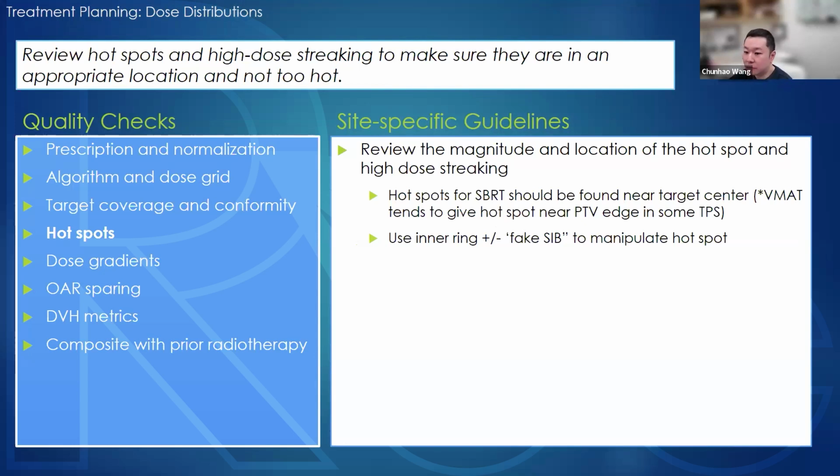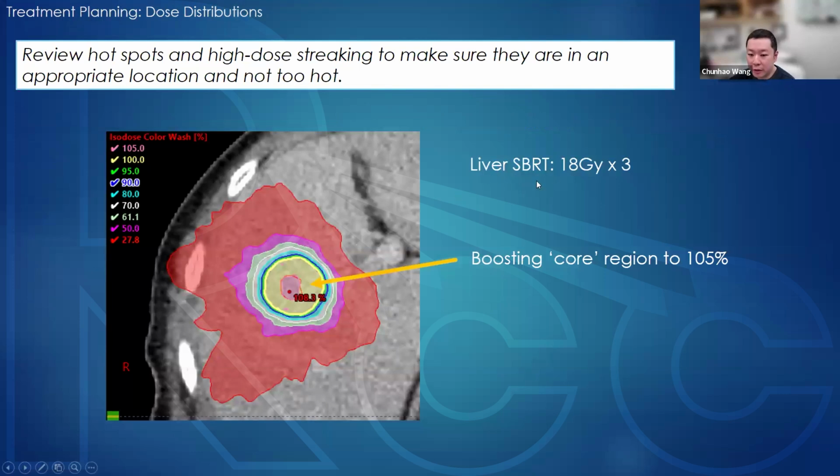This is an example of a liver SBRT dose distribution. We are treating this liver target 18 gray times 3. Over here, you see the small red contour is the ITV contour. We want to push the hotspot inside the ITV. So when optimizing this plan, we pretend that we are treating the ITV with 105% of the prescription dose. In other words, we want to deliver high dose to the ITV on purpose, so we make sure the planned hotspot will be found in the ITV. In this case, you can tell the 3D maximum hotspot is near the ITV center.